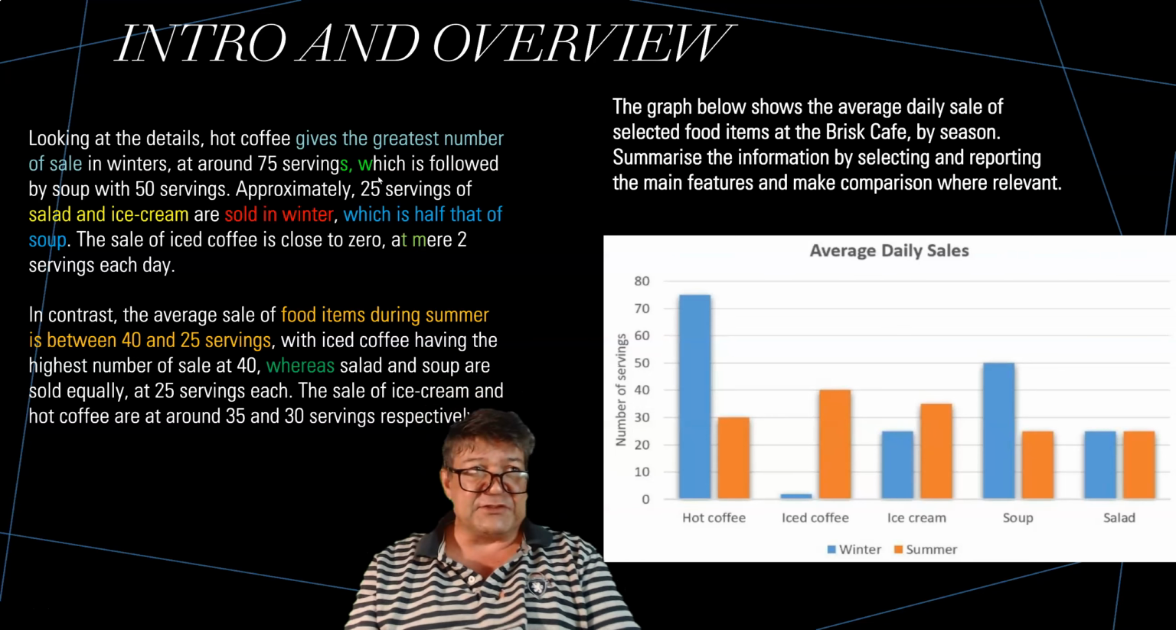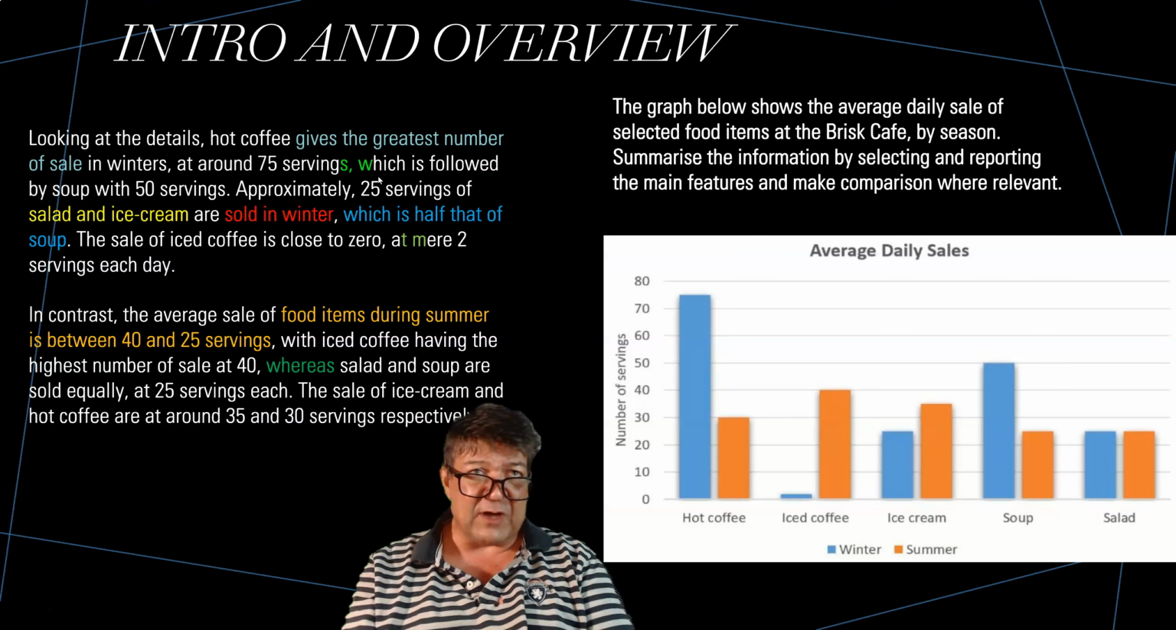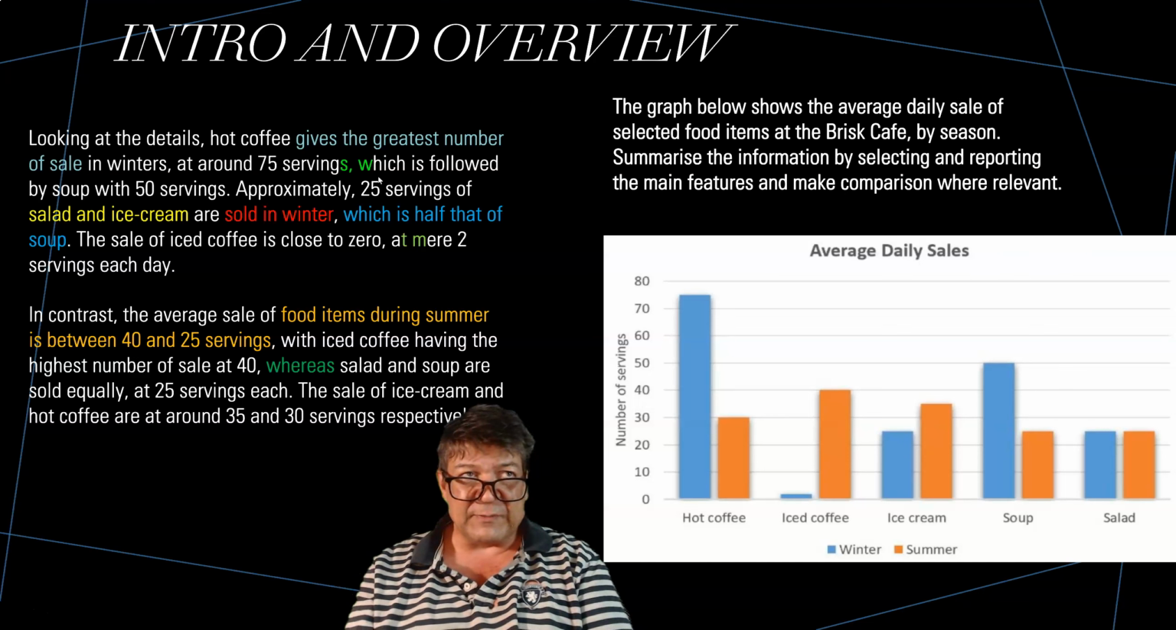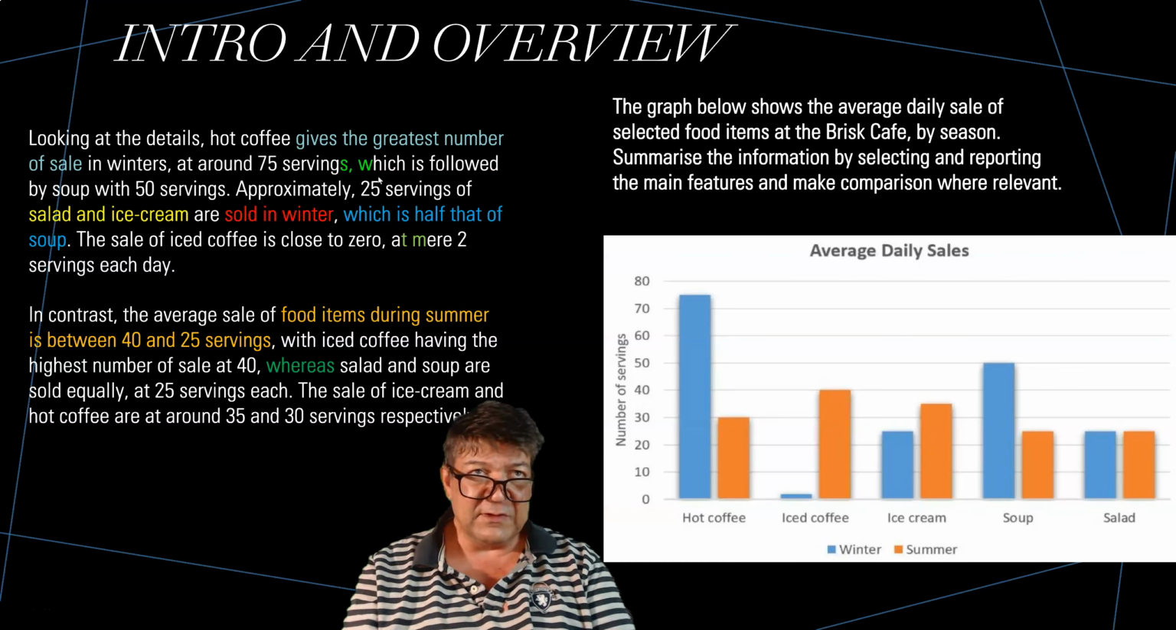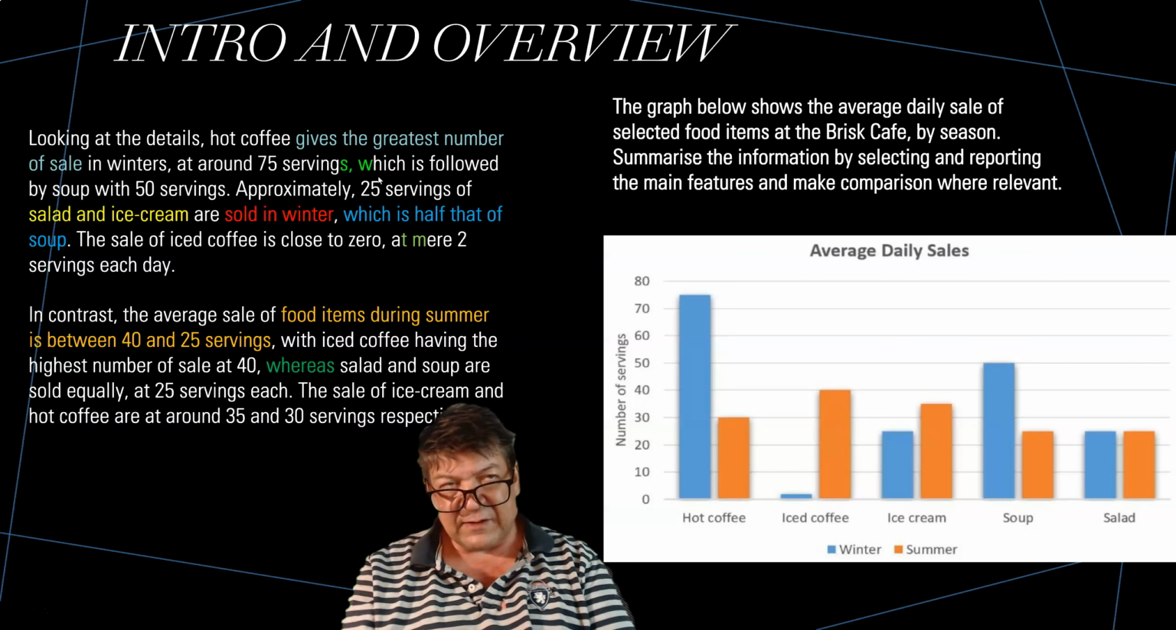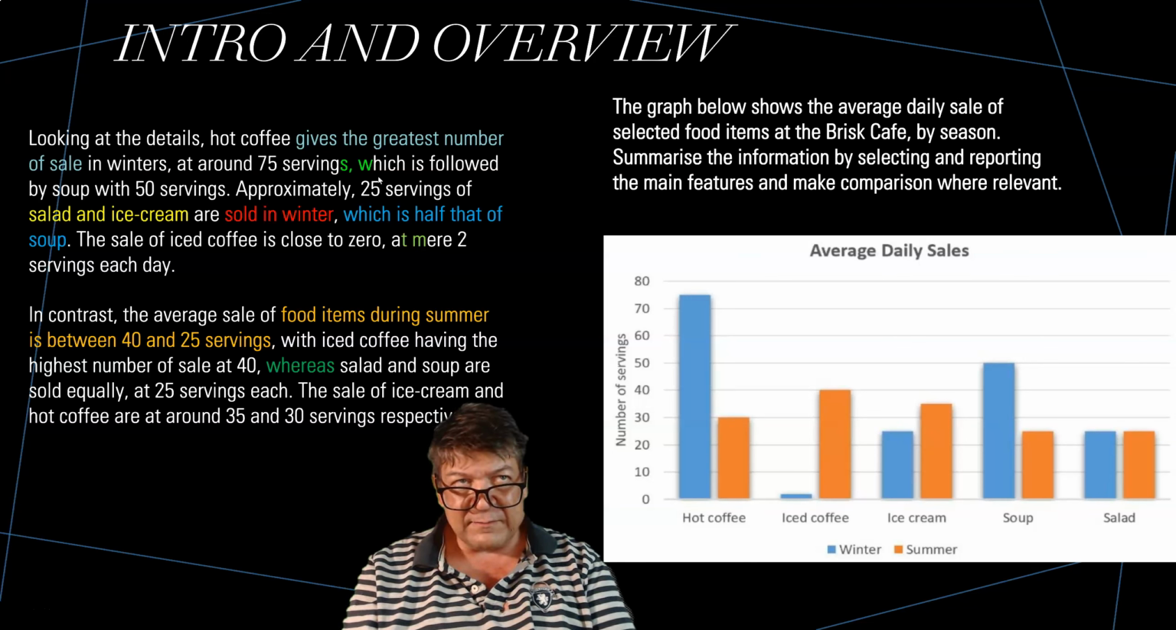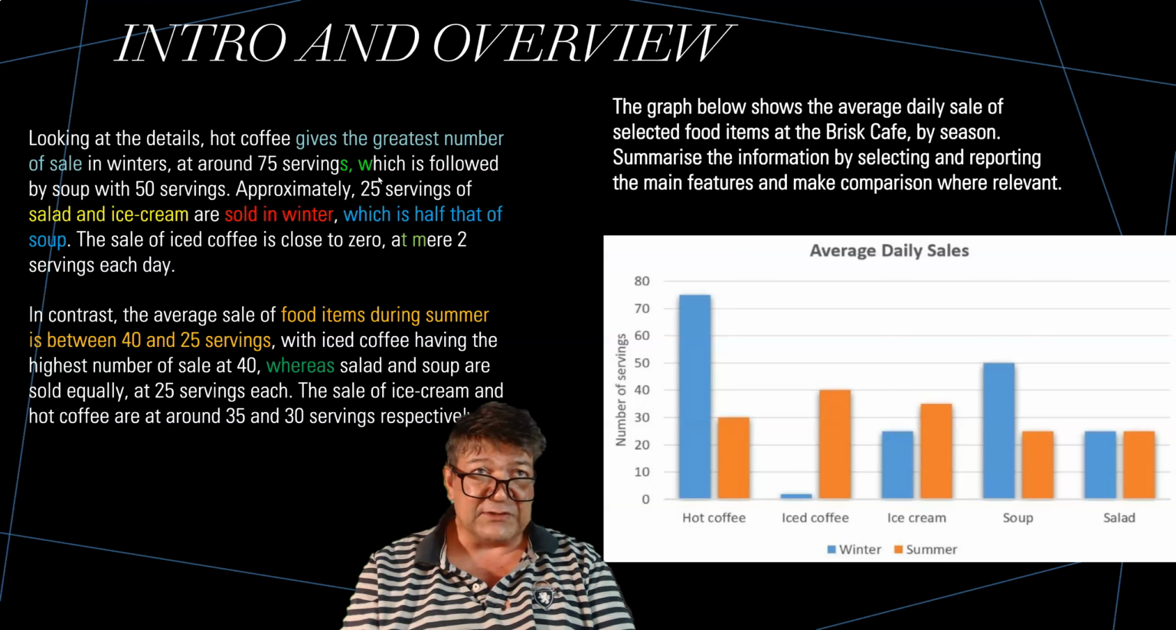So after your 75 servings of hot coffee, you're going to have some soup. That's the way it reads, which is followed by soup with 50 servings. Approximately is never used at the beginning of a sentence by itself. It is not used that way. 25 servings of salad and ice cream. In the whole winter, they only sell 25 servings.